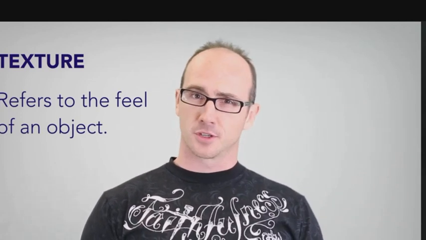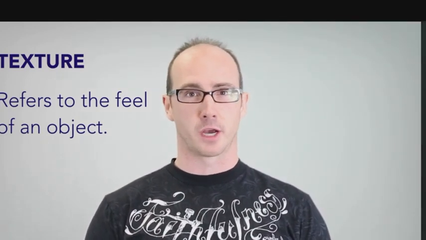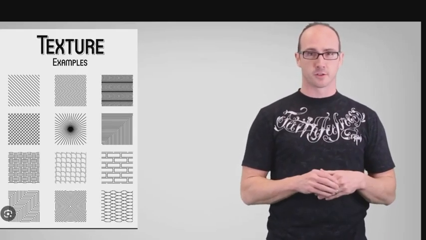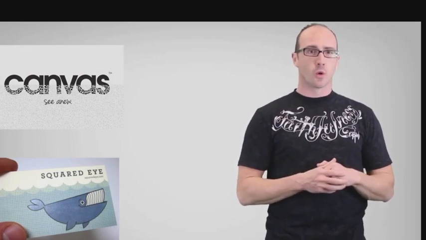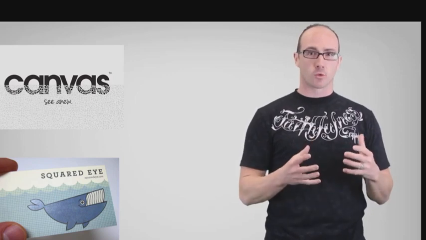The next element of design is texture. Texture refers to the feel of an object. Now in design, you can't really actually feel it, but it gives the illusion of some kind of a texture. Texture can be created using pattern designs, so repeating shapes, and it gives the illusion of a texture, or it can actually mimic real texture.